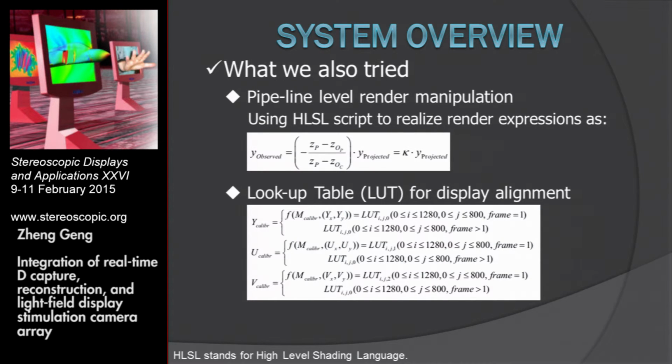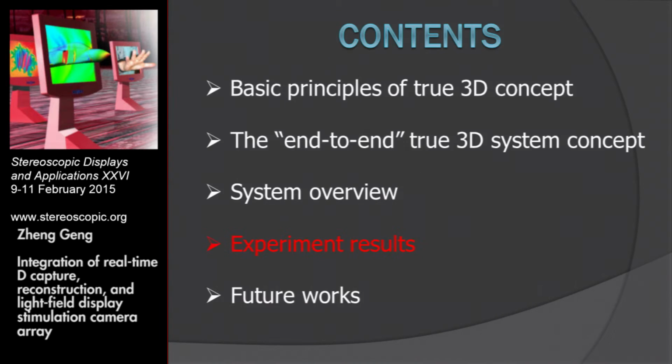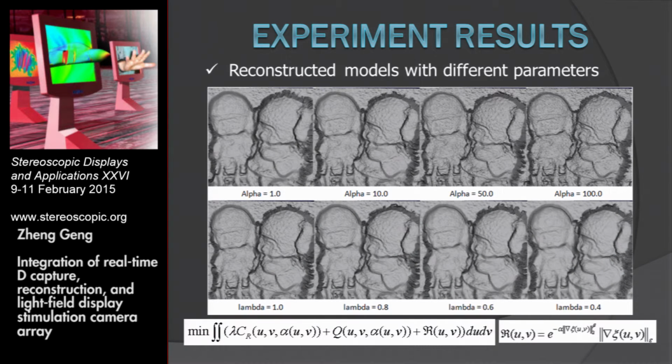And what we tried is to accelerate this. We use HLSL, which is a high-level shading language, to accelerate the render process. Also, we use a lookup table to accelerate the alignment process. And these are our experimental results.